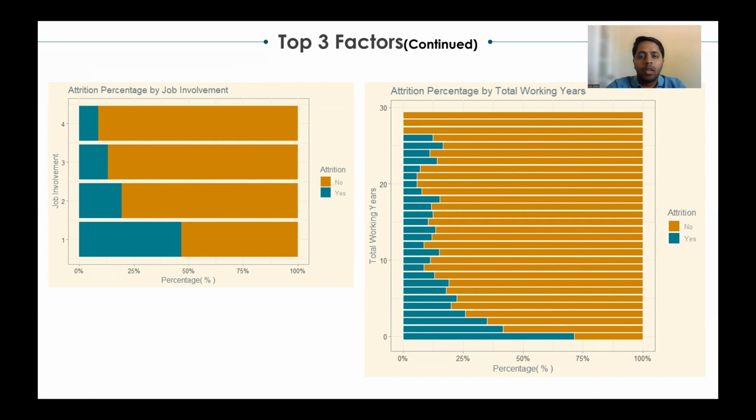Looking at the total working years, we could see that those who are having low total working years tend to leave the company more often. So those who are at the first year tend to leave the company more often. That is at 75%.